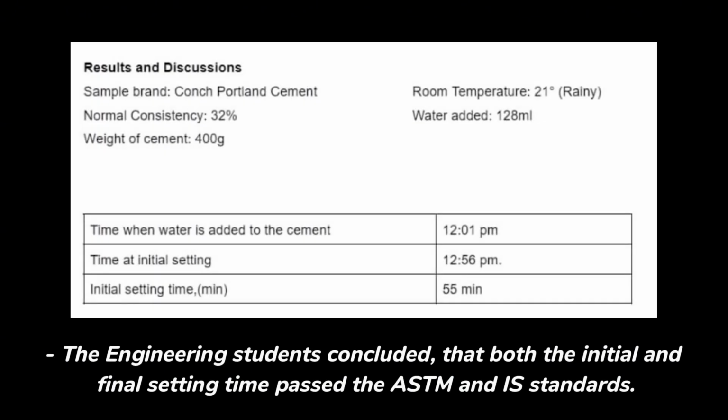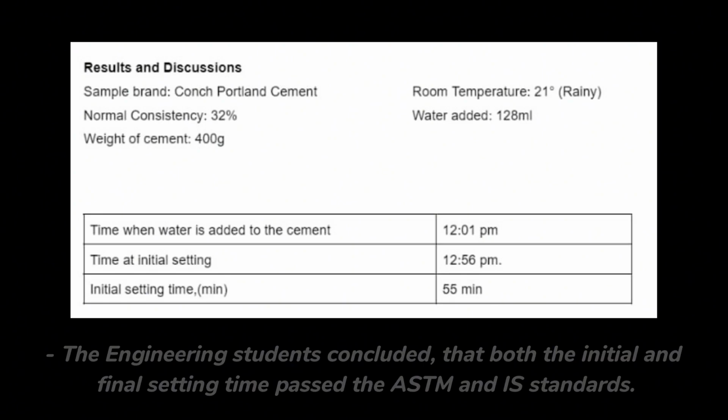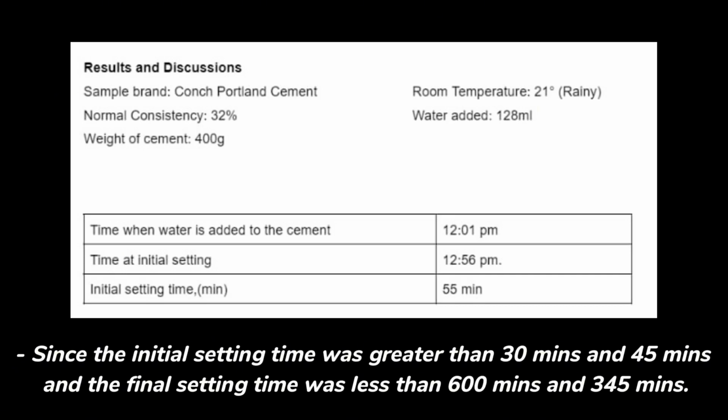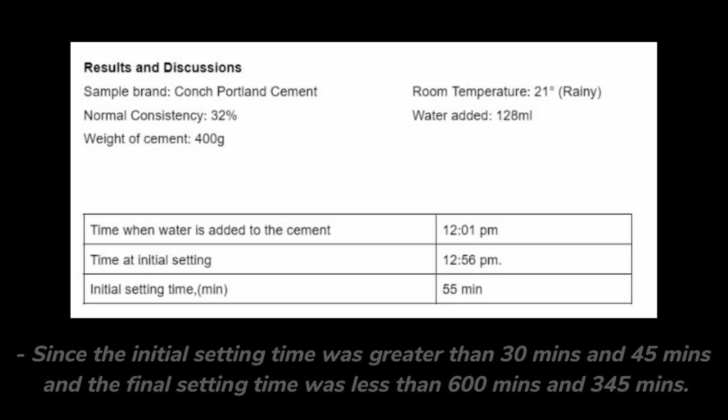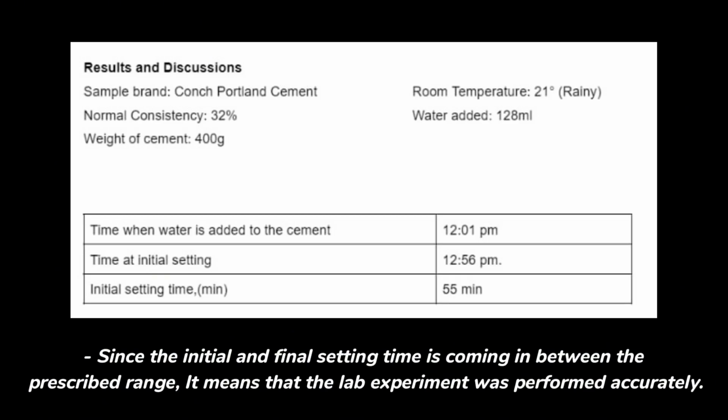The engineering students concluded that both the initial and final setting time passed the ASTM standards, since the initial setting time was greater than 30 minutes and 45 minutes and the final setting time was less than 600 minutes and 345 minutes. Since the initial and final setting time are coming in between the prescribed range, it means that the lab experiment was performed accurately.